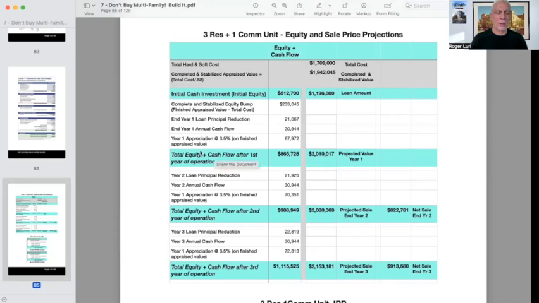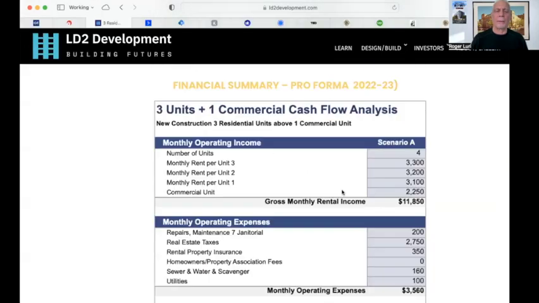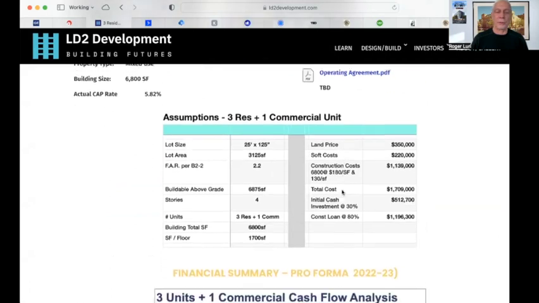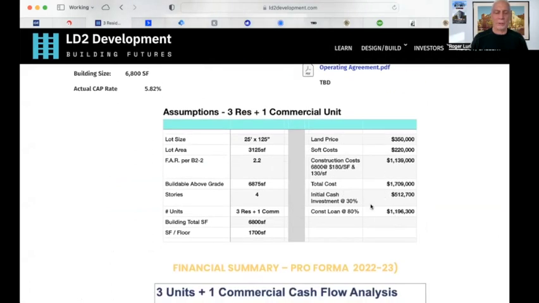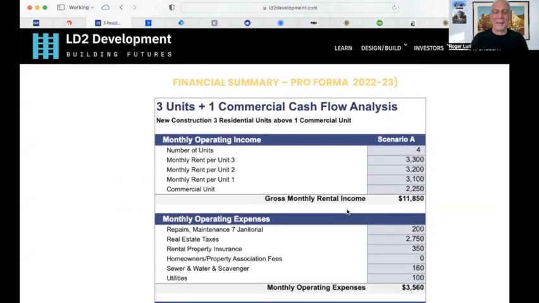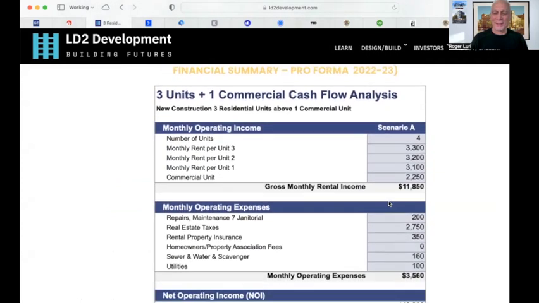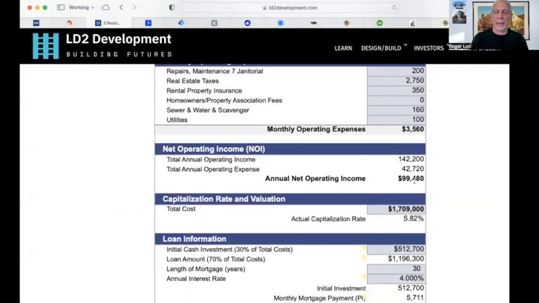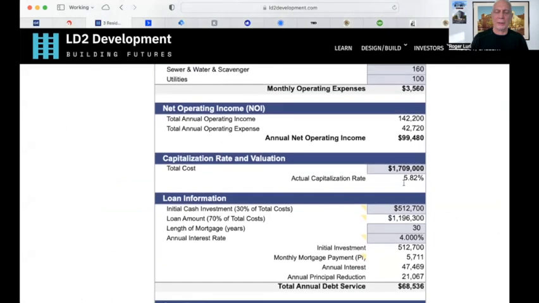Let's take a look. This is from my website, and this is, again, the same example. I got another picture in there, but these are the same numbers, same total cost, same amount going in, same construction loan, same typo here. Instead of saying 70%, it says 80. We've got our same rents and incomes, same expenses, same net NOI. Our net operating income is $99,000.